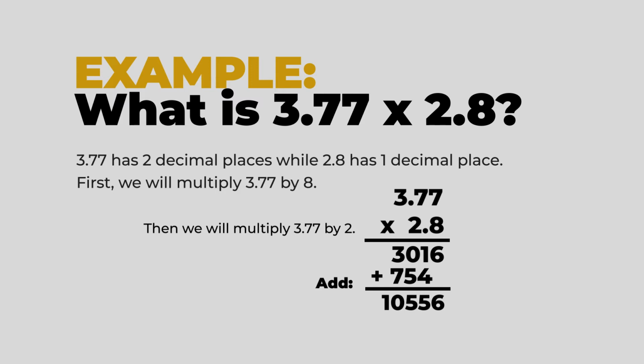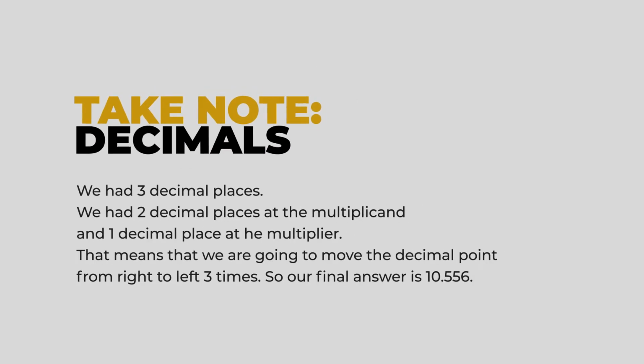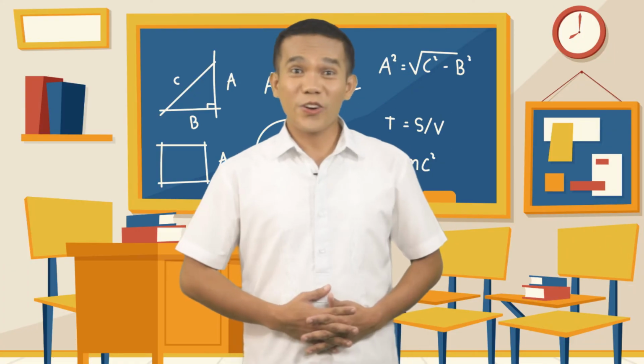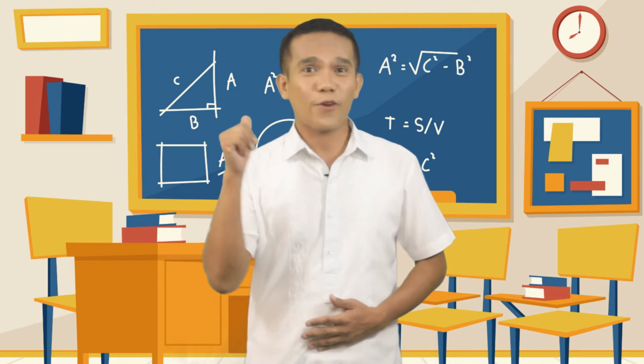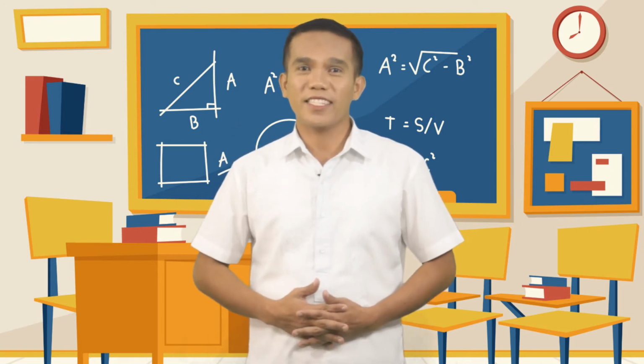10,556. Take note that we had 3 decimal places. We have 2 decimal places at the multiplicand and 1 decimal place at the multiplier. That means that we are going to move the decimal point from right to left 3 times. So our final answer is 10 and 556 thousandths. Is your answer 10 and 556 thousandths too? Great! Moving on to our lesson.